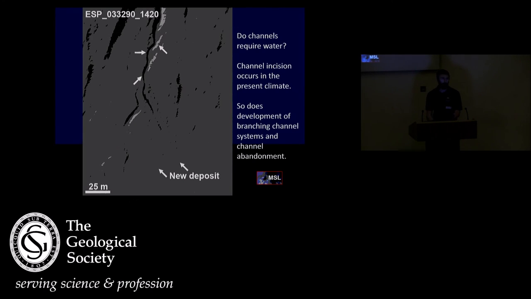Now, we see all sorts of activity in gullies at this point. Channels were early on suggested to require liquid water, to be an indicator that these were fluvial or debris flow features. But we see channel incision occurring in the present climate, and it's not just a superficial minor effect. This is a 25-meter scale bar. We were talking about tractors yesterday. This is the MSL rover at the same scale. And this is a 50-meter long channel, several meters wide, probably at least tens of centimeters deep.